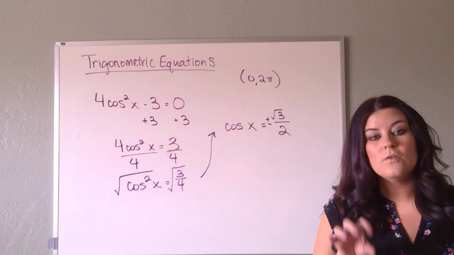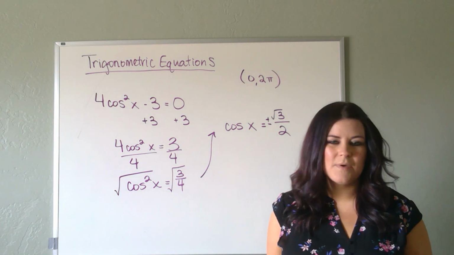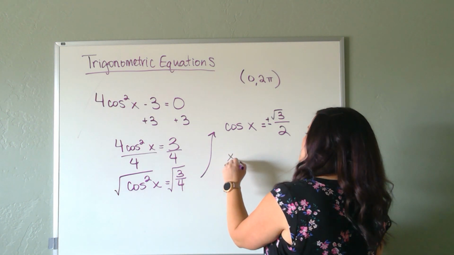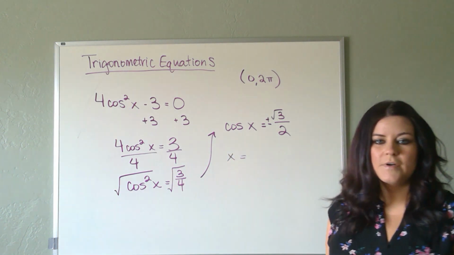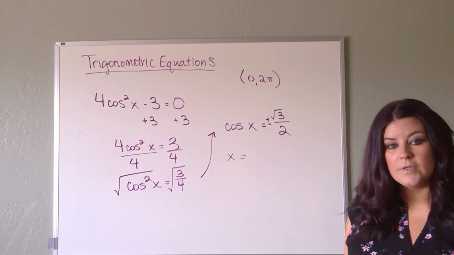Remember, my goal is to solve for x in this case. I know last time it was theta. We kind of switch back and forth. That variable can be anything. So in this case, x is the angle I want to solve for. I go to my unit circle. Where is cosine square root 3 over 2?